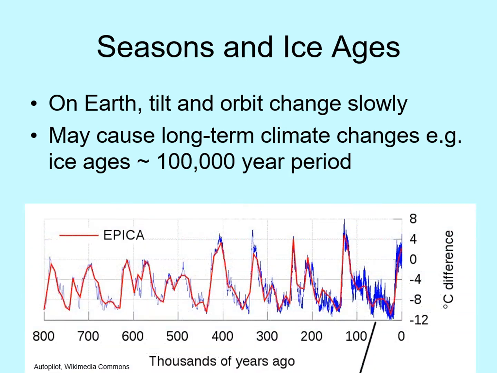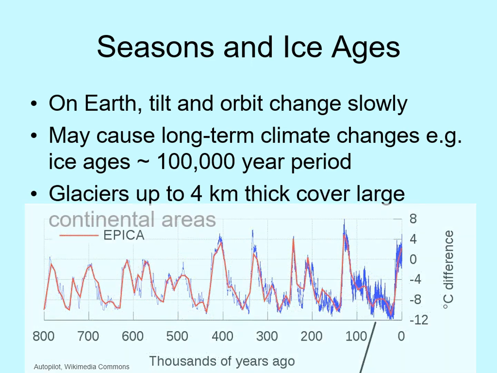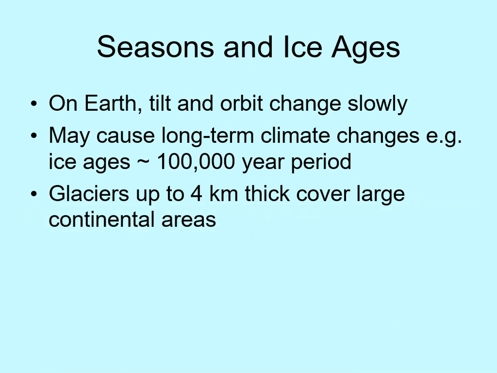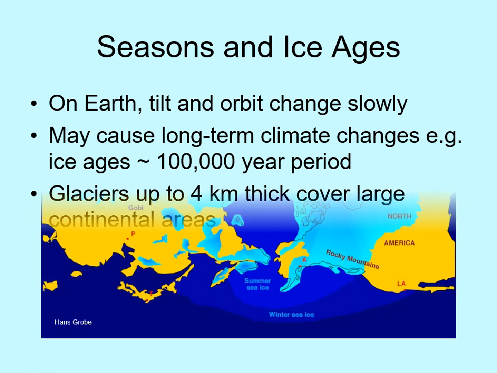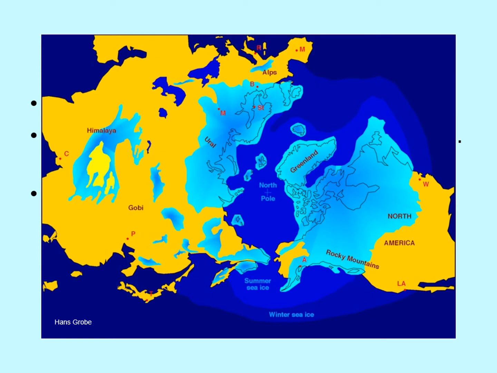This plot shows the average temperature on Earth over nearly 1 million years. While we are currently in a warm period, for much of this time, the temperature was 6 to 10 degrees cooler. During these cooler periods, glaciers up to 4 kilometers thick expand over large areas of continents. As this map shows, during the last ice age, there were glaciers covering the northern half of North America, as well as sections of Europe and Asia.